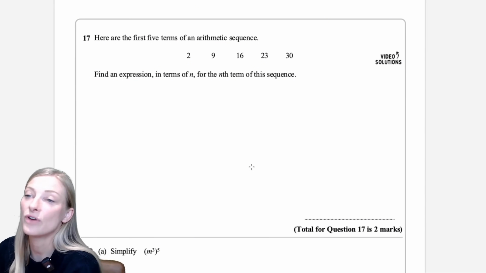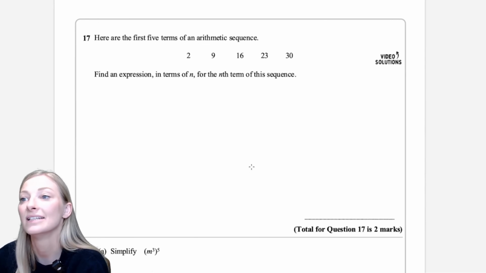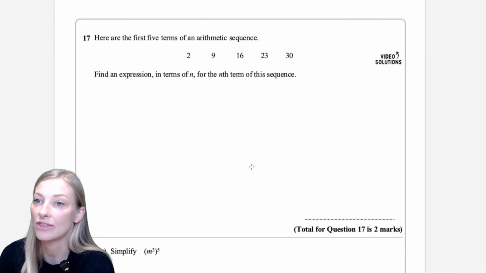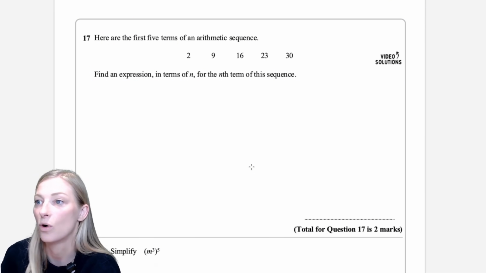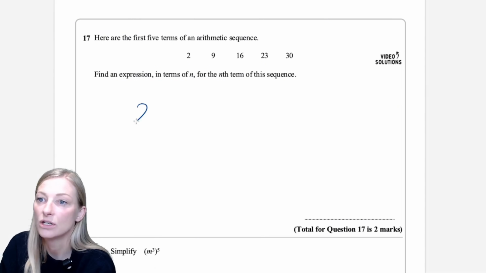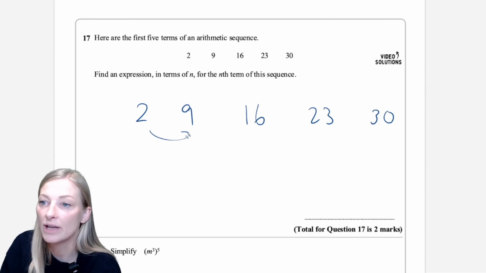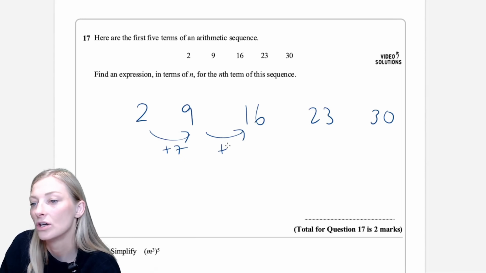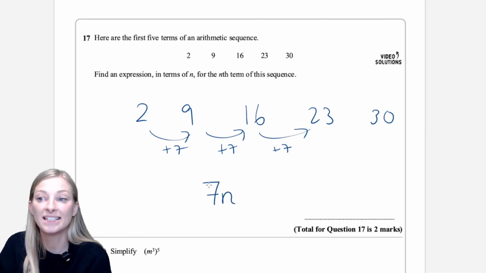Question number 17. Here are the first 5 terms of an arithmetic sequence. We've got 2, 9, 16, 23, and 30. Find an expression in terms of n for the nth term of the sequence. So first thing we need to do is look, what are we going up in? So 2 to 9 to 16 to 23 to 30 is going up in sevens. So when we know what we're going up in, that's the difference. We're going to put the difference in front of an n, 7n.